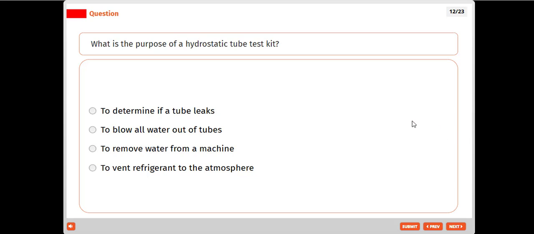What is the purpose of hydrostatic tube test kit? To determine if the tube leaks?